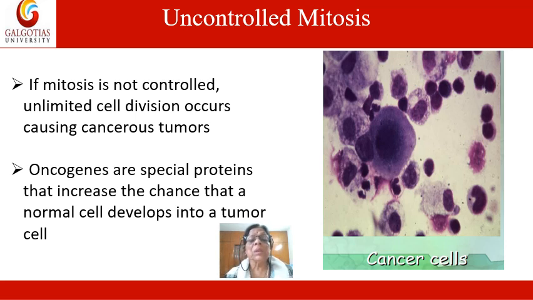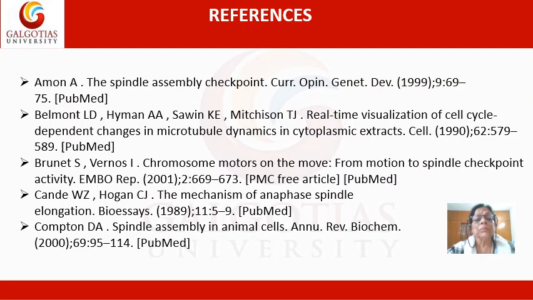So this happens in normal mitosis. But what happens when mitosis is uncontrolled? If mitosis is not controlled and unlimited cell division occurs, it causes dangerous tumors. And oncogenes are special proteins that increase the chance that a normal cell develops into a tumor cell. So these are the references we have to study.